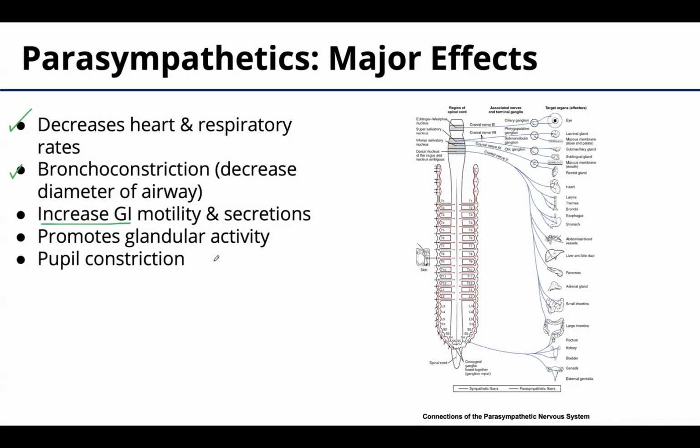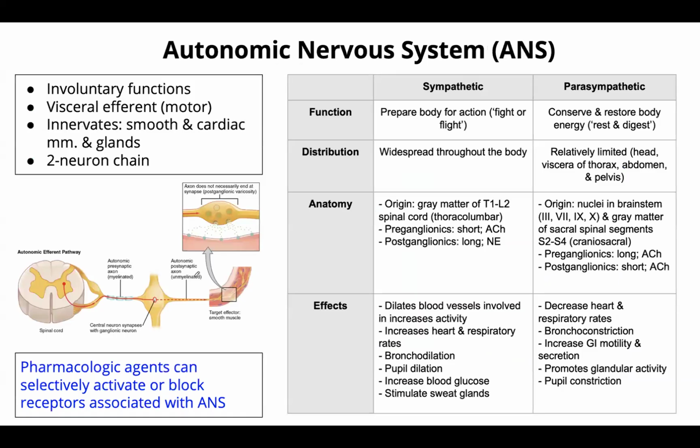Also, parasympathetics will promote glandular secretion. So this is important in digestion as well when you're considering the salivary glands. And lastly, the parasympathetics will play a role in terms of pupil constriction. So the opposite of the sympathetics there. All right, excellent. We have reached the summary slide. I have made a nice and concise table over here that describes much of what we have talked about.